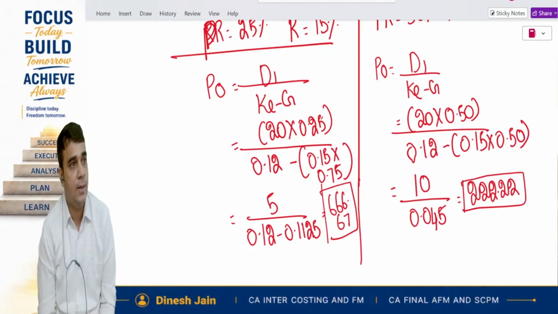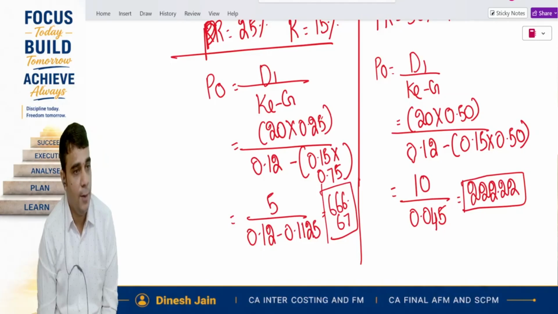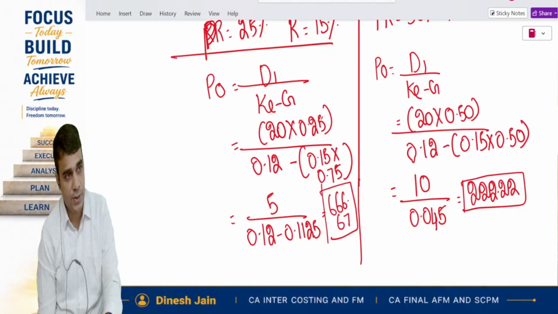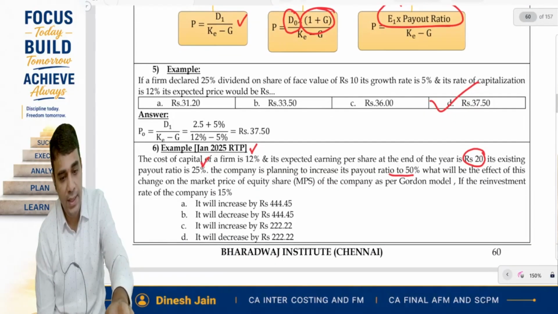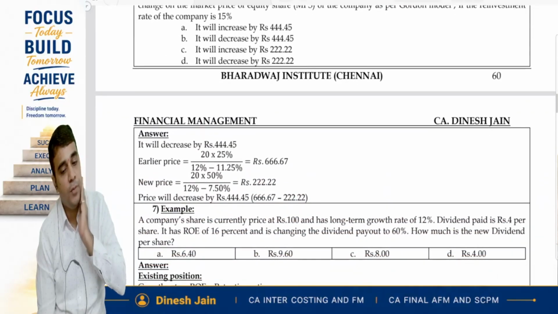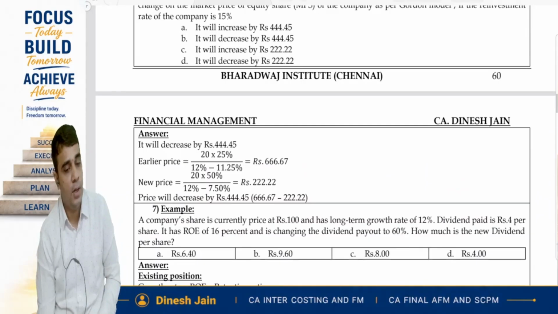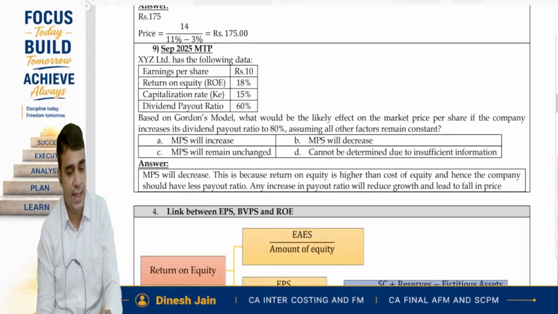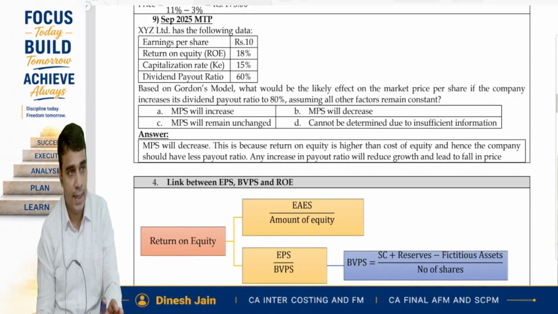Impact is basically the difference in the value. Price is decreasing here because of whatever changes we are making. Any doubts till this? Understood? Can we proceed? So it will decrease by how much? 444.45. Any doubts on this? Understood? But in other examples, you can see that later. Can we proceed?